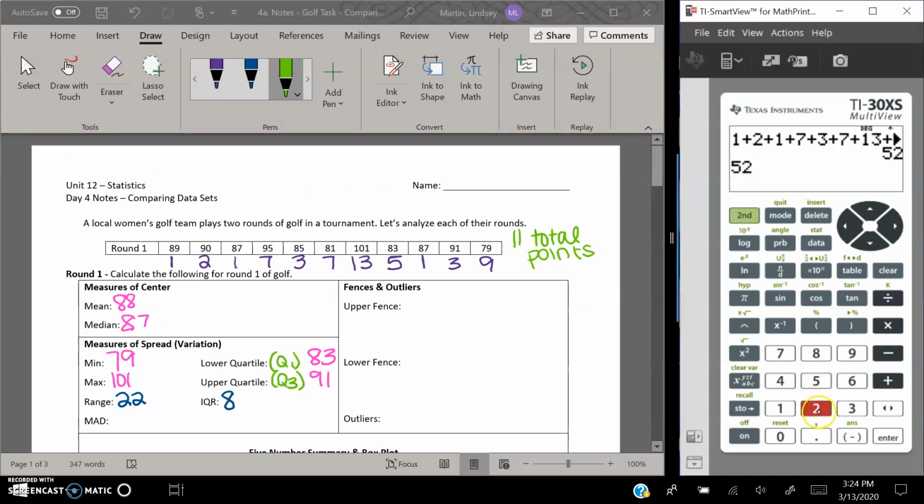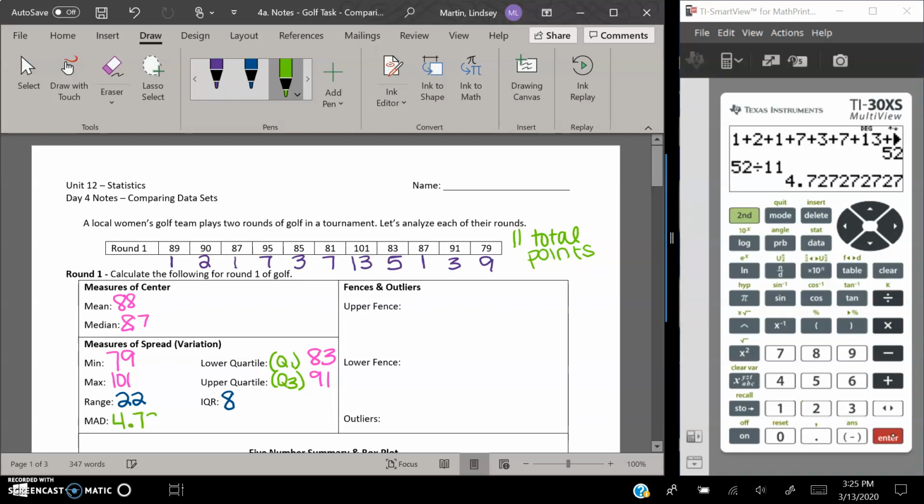So we're going to take that 52 and divide it by 11, and that'll give us our MAD of 4.73. Now we're going to go ahead and find our fences. Remember that fences are our boundary between our regular numbers and our outliers. The formula to find the upper fence is Q3 plus 1.5 times my IQR, while the formula to find my lower fence is Q1 minus 1.5 times my IQR.